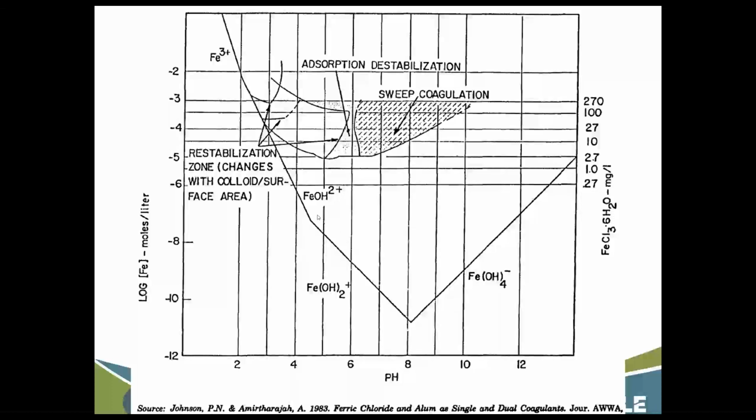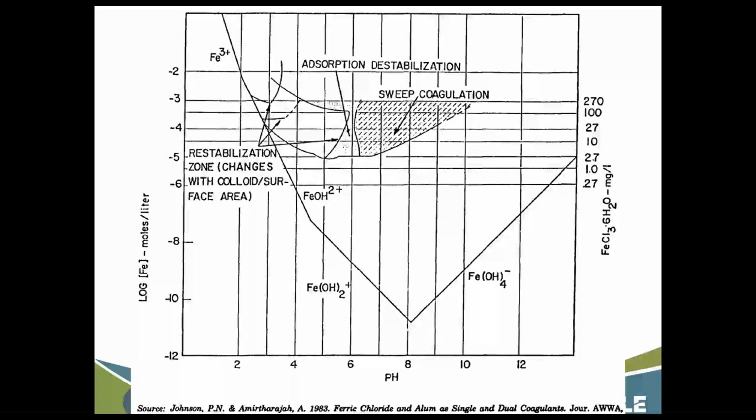It has a much, much wider range of pHs. And even this target area for sweep floc spans a much wider range of pHs. So this could be one of the reasons that you decide to go with ferric instead of alum. The effective pH range here is 5.5 to 8.8.